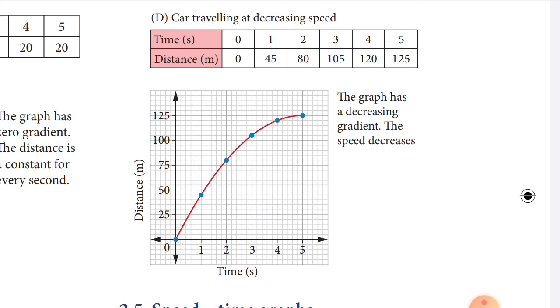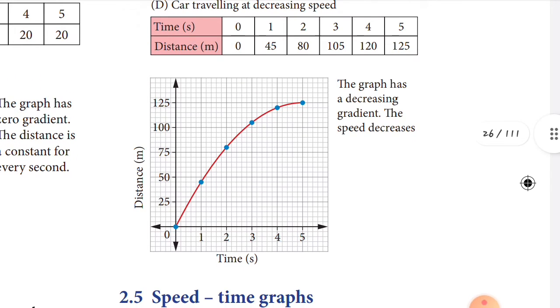See the slope, children. See the point, just join the point. So again the same, each line indicates 5 meter. See the slope? Here the graph decreasing the gradient. So the speed also what? Decreases. This is clear to you, children?